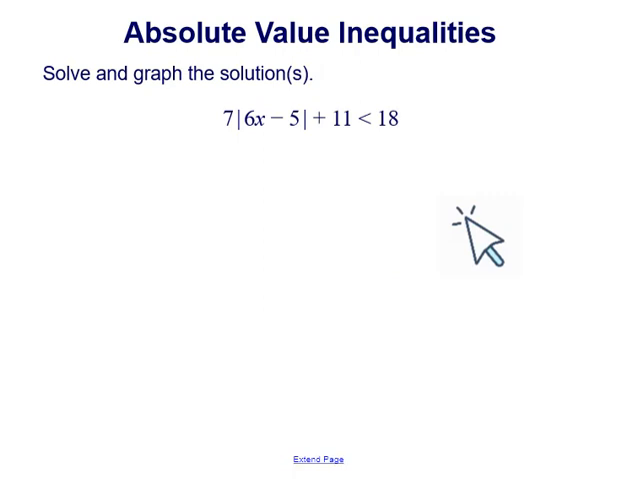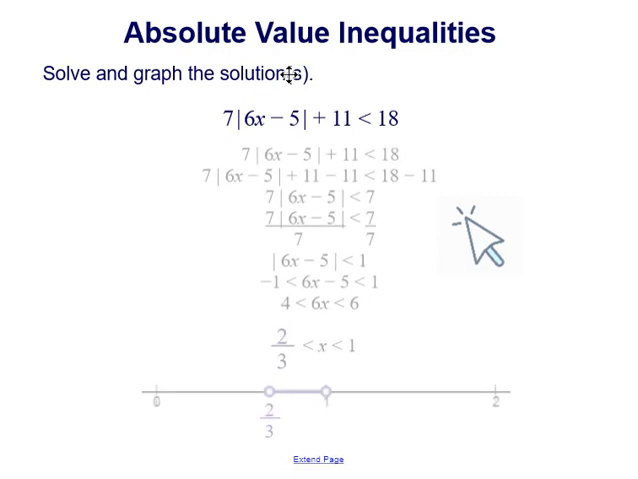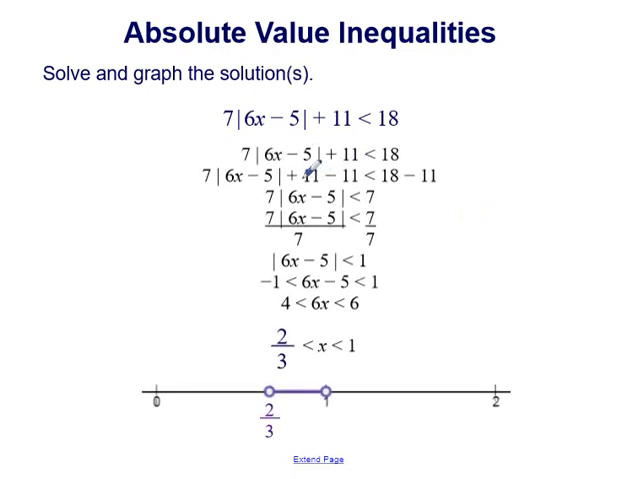Here is another example, again, of just practicing isolating the absolute value first. We have 7 times the absolute value of 6x minus 5, plus 11, is less than 18. So again, we have to isolate the absolute value. We're going to subtract 11 from all sides first and then divide by 7, which will give us the absolute value of 6x minus 5 is less than 1.